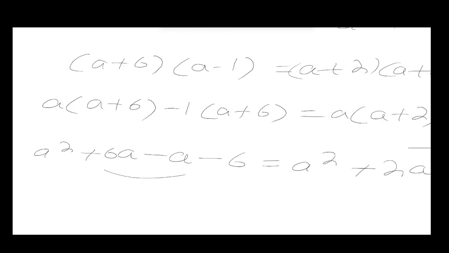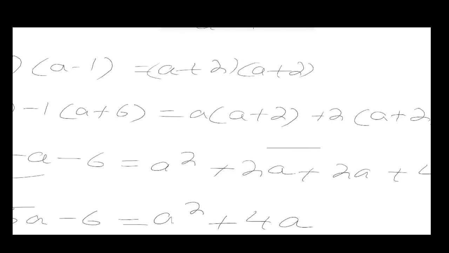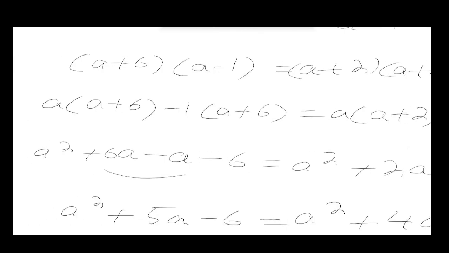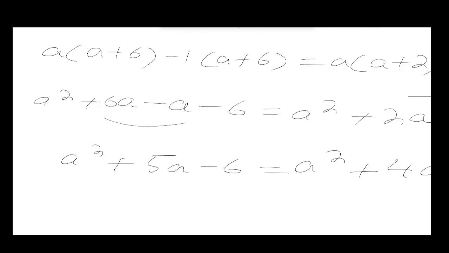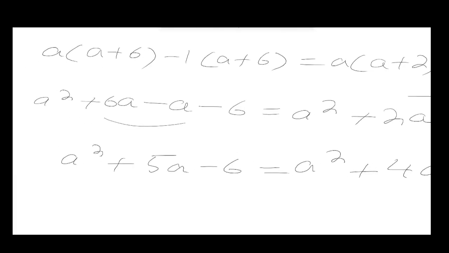So now here we have 6a subtracted from a, so a square will be added with 5a minus 6, and this is equal to a square plus 4a plus 4. So now we have two quadratic expressions here. a square and a square get cancelled with each other. So now we have 5a minus 6, this is equal to 4a plus 4.